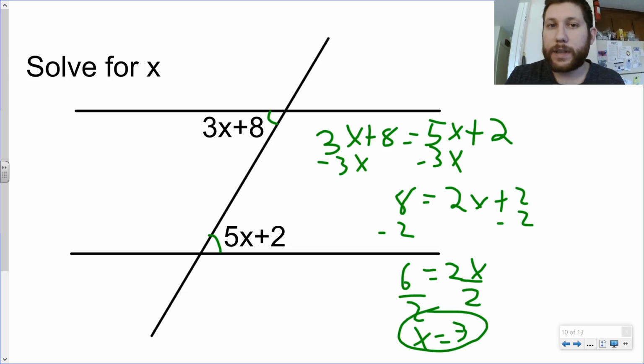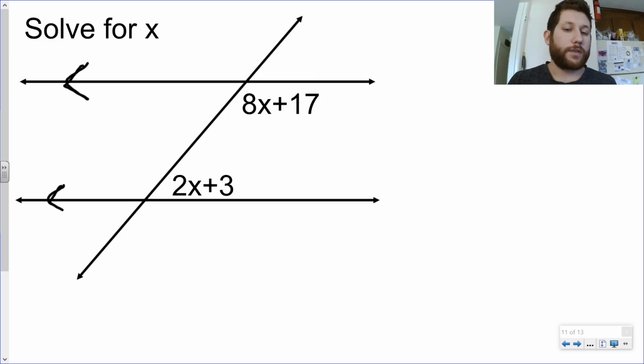That's it. Either set them equal or add them up to 180. Those are your two options. So let's try 2 more here. All right, so this one. What do I know about this angle pair? Are they equal or do they add up to 180?